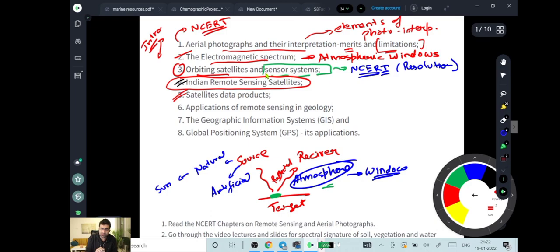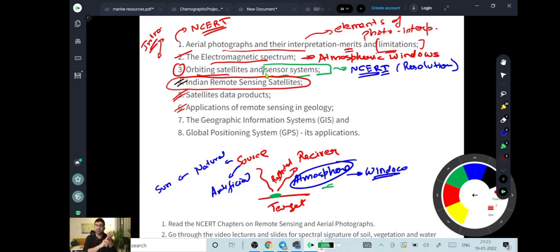Satellite data and products, again, just go through NCERT. Basically, you can have different types. Applications of remote sensing in geology. This is a general question, so they can ask you remote sensing, GIS, GPS. Usually there is a significant overlap. If you prepare an answer for one, your answer is done for most of them. And even if you don't study it, if you write from what you already know from your GS preparation, it is more than sufficient.